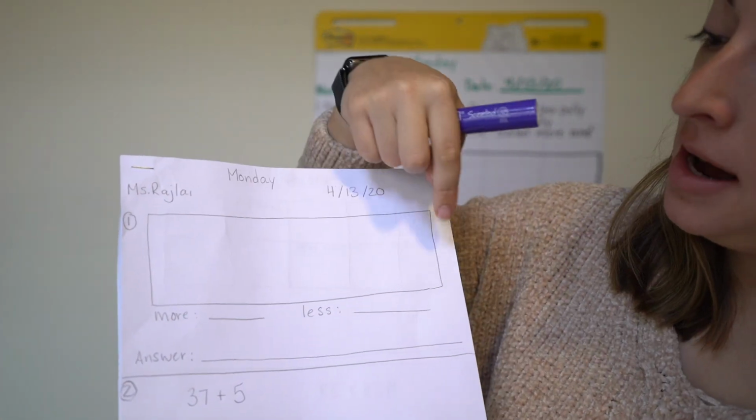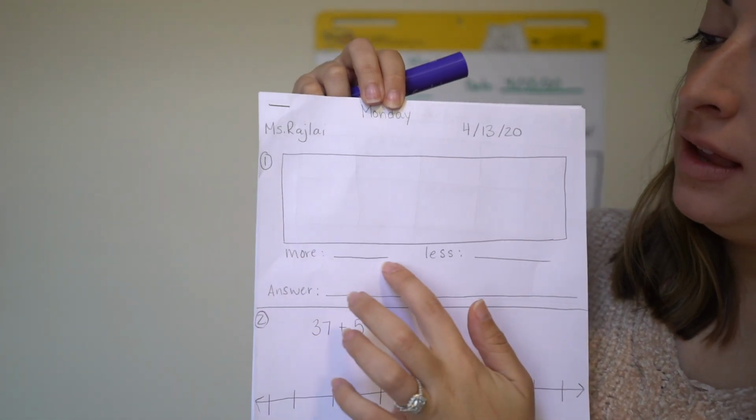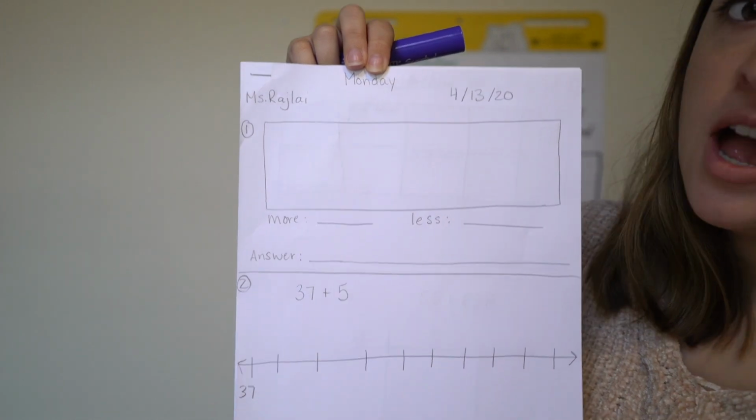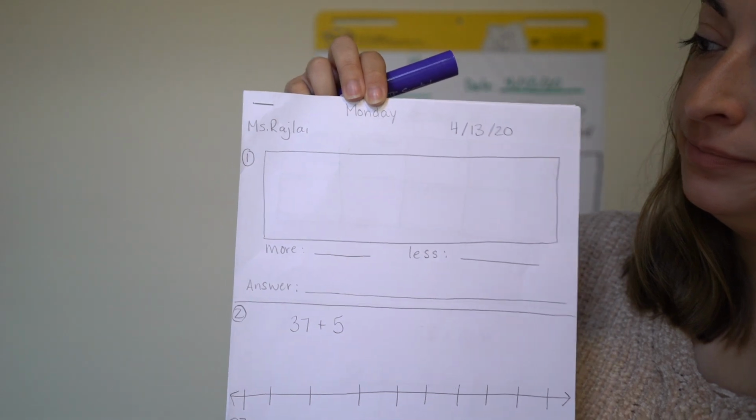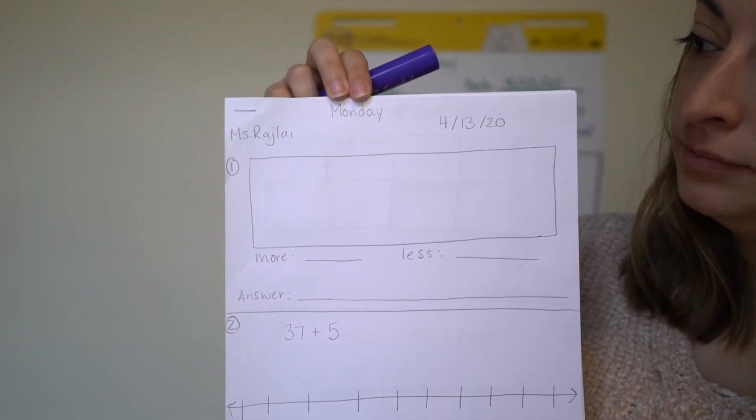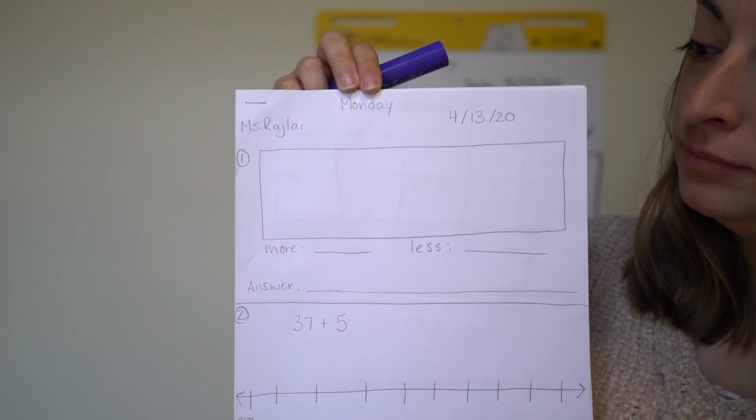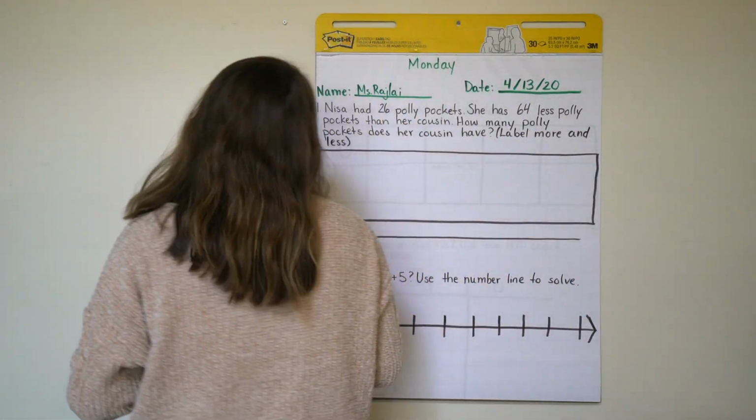Okay, so let's move on to number 1. So on your paper, you're going to draw a box. Then you're going to write more with a line and then less with a line. And then below that, you're going to write answer with the blank line. I'm going to read the problem.